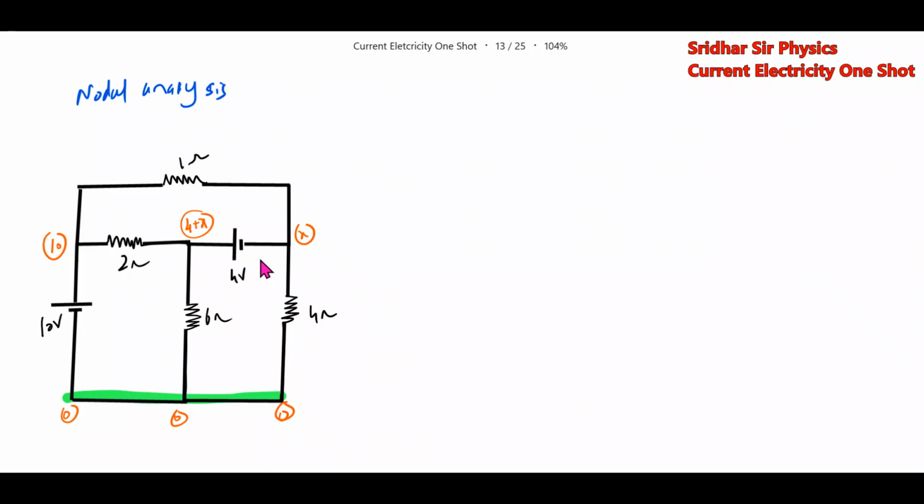We'll write down the loop equation for this particular circuit. What about the current equations? How do we generate current equations? We'll take this junction. I'll indicate it like this: we'll take the junction G. Any junction you can pick up.